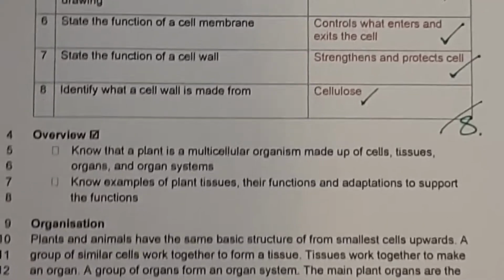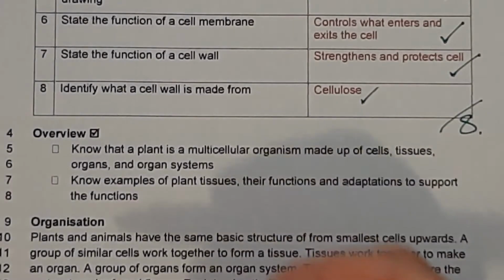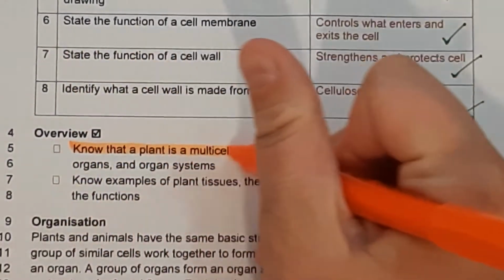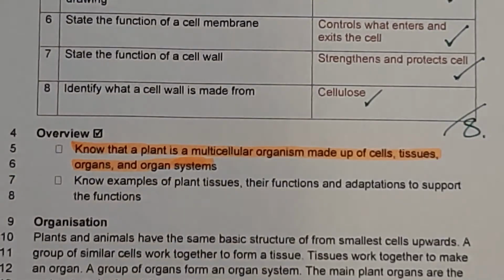We're going to move on to the overview now. This is what we're learning this lesson. So we're going to know that a plant is a multicellular organism made up of cells, tissues, organs, and organ systems. We're going to know some examples of plant tissues, their functions and adaptations to support the functions.